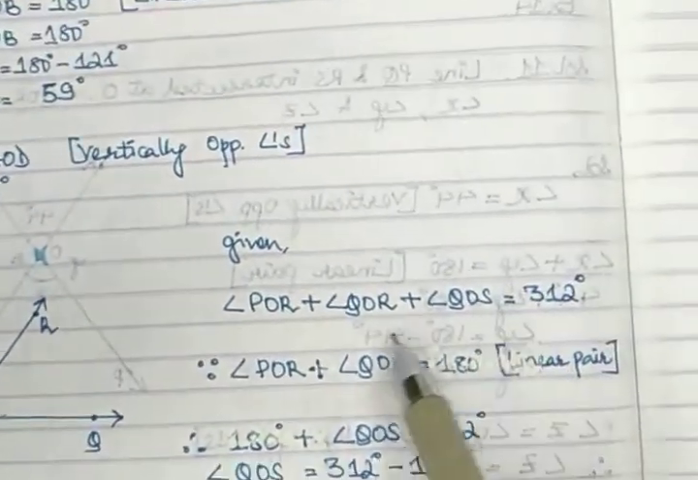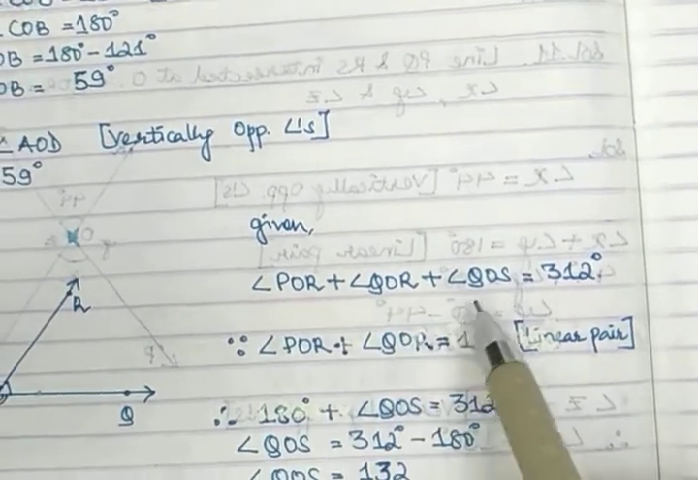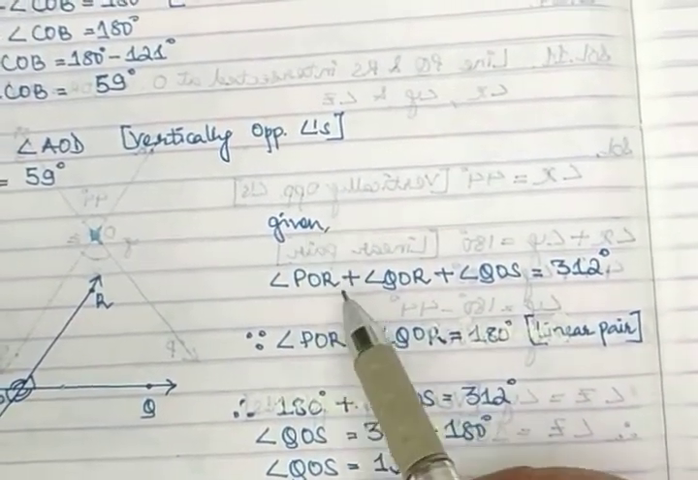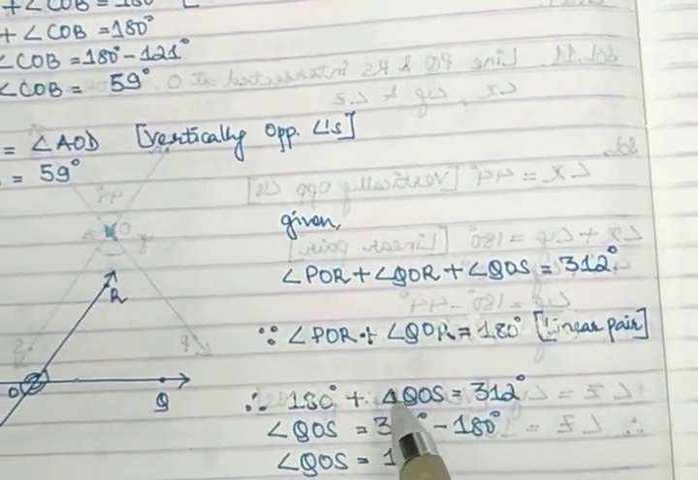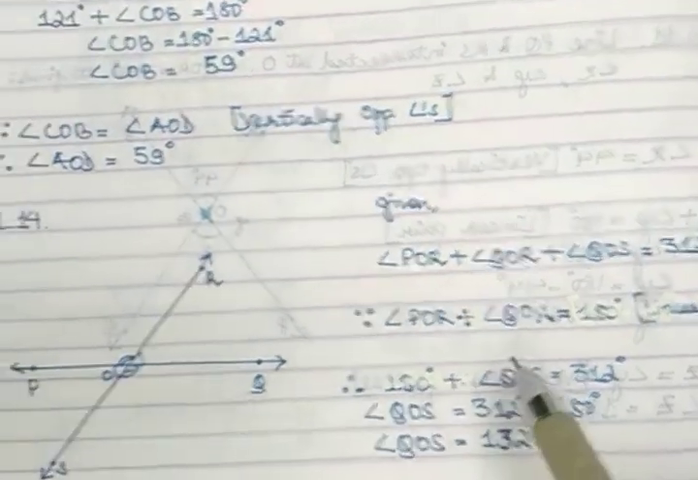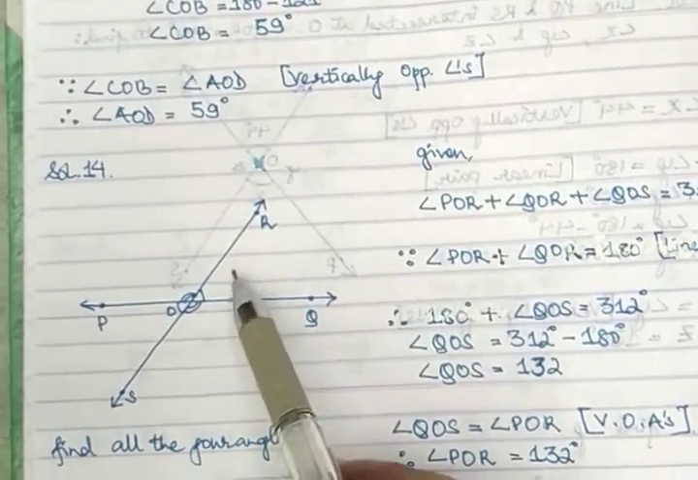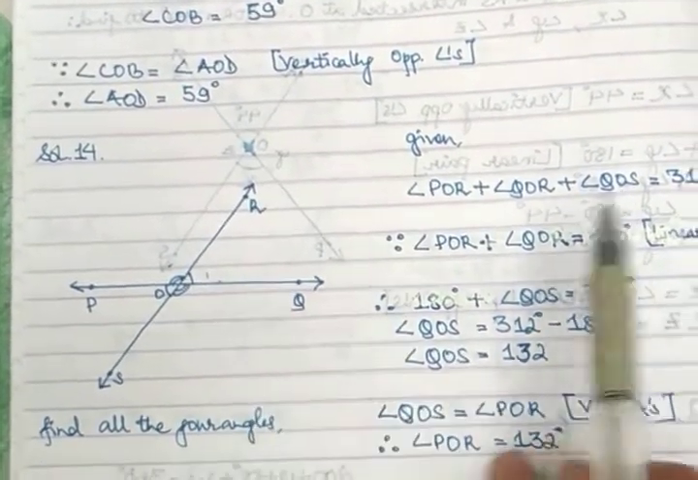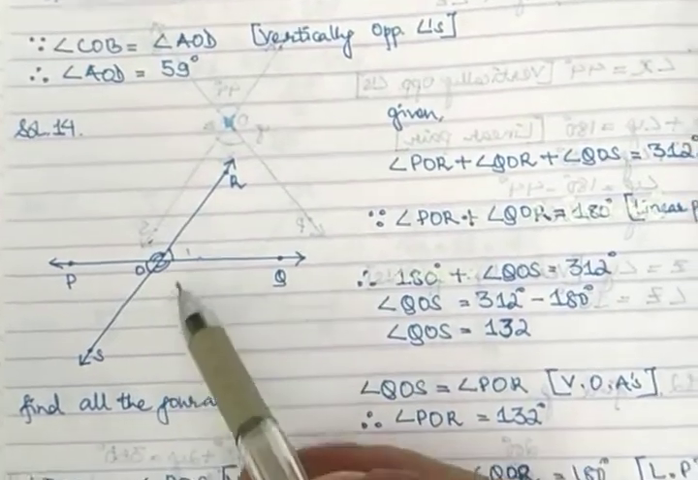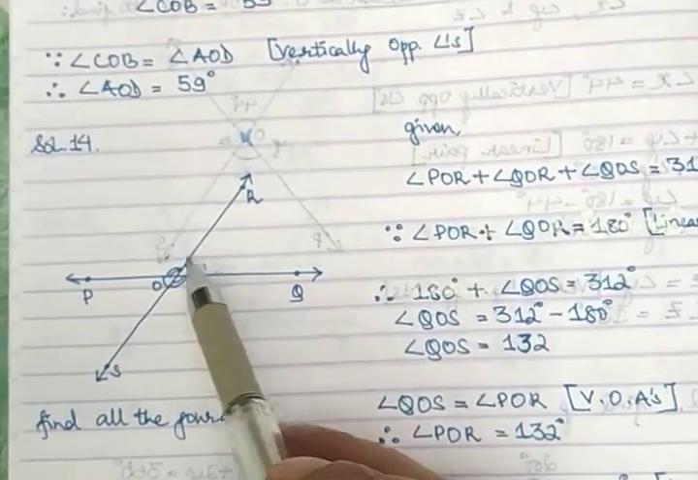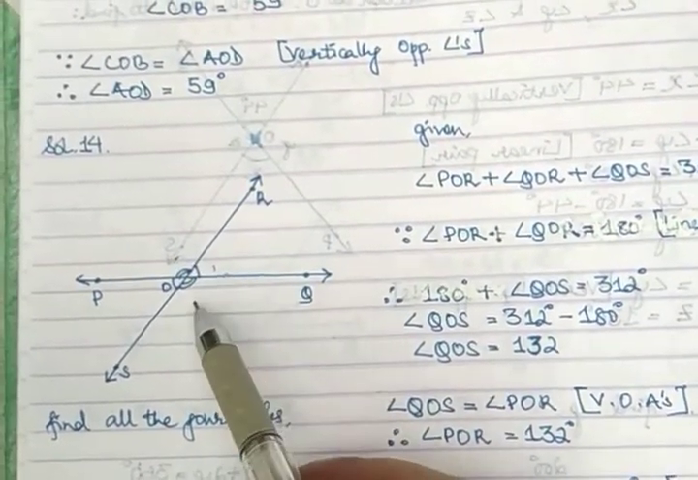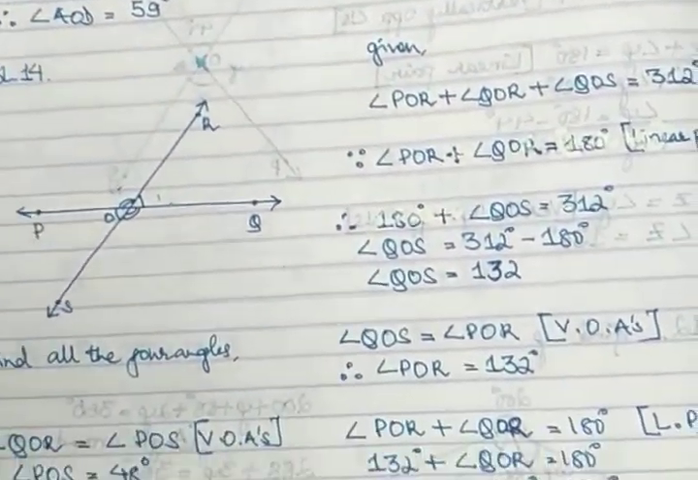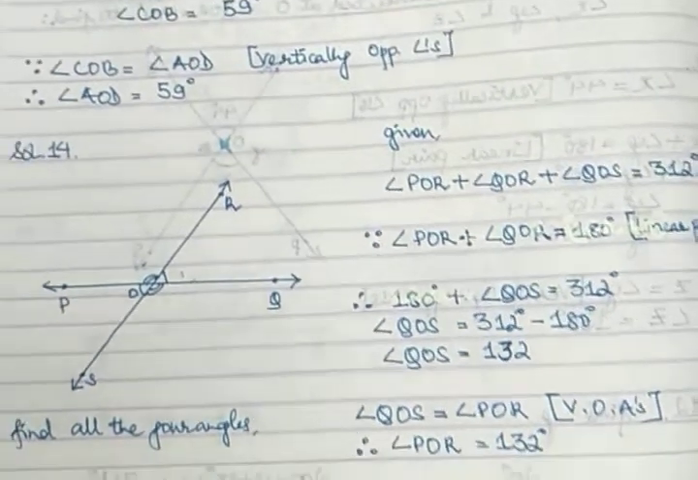So angle POR plus angle QOR equals angle QOS. That was given in the question: given equals 312. Now remember, POR means this angle, QOR means this angle, and QOS means this angle. The sum of these three angles is given in the question, and we need to find all the four angles. Remember that.